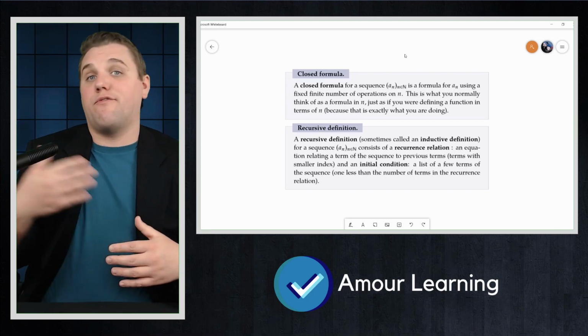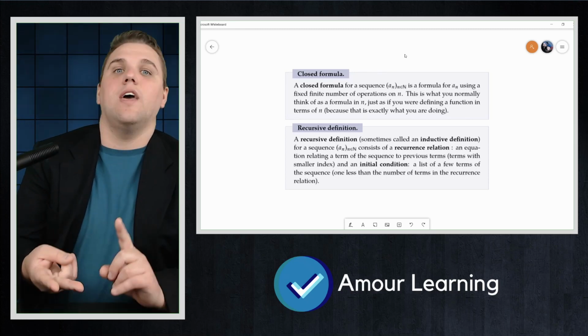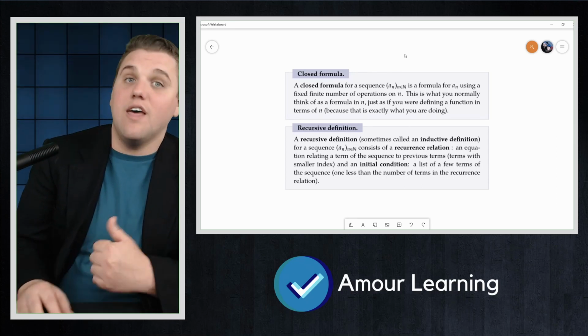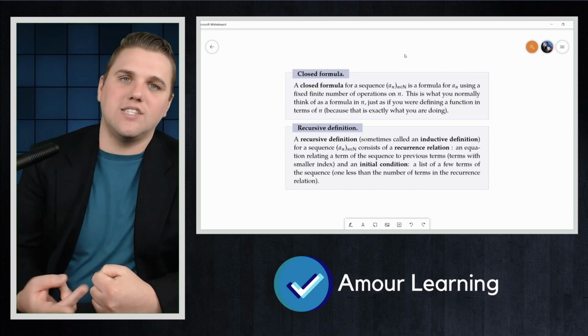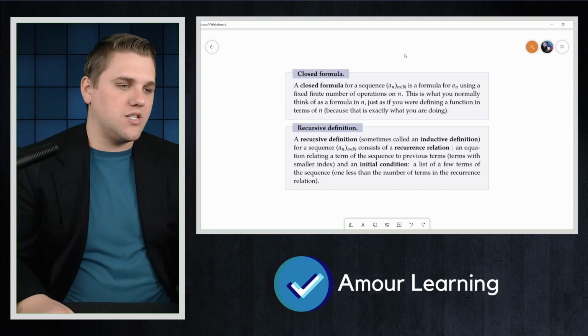And so if you want to find A50, it's actually really hard because first you have to find A1, then A2, then A3, then A4, then A5, then A6, then A7 and A8, and all the way up to A50. It's kind of difficult with recursive definitions.